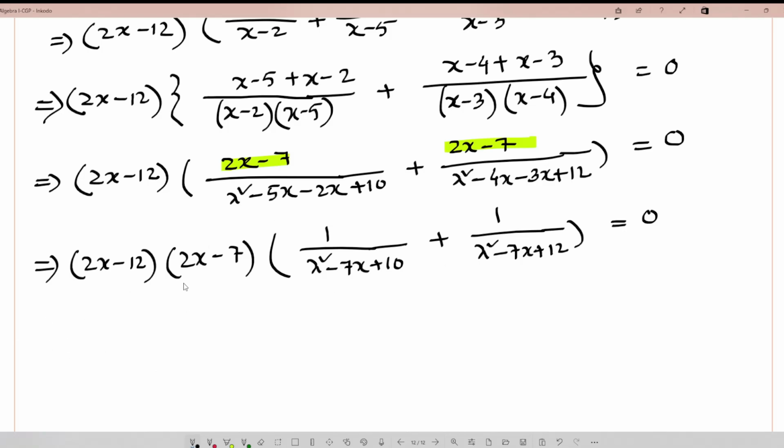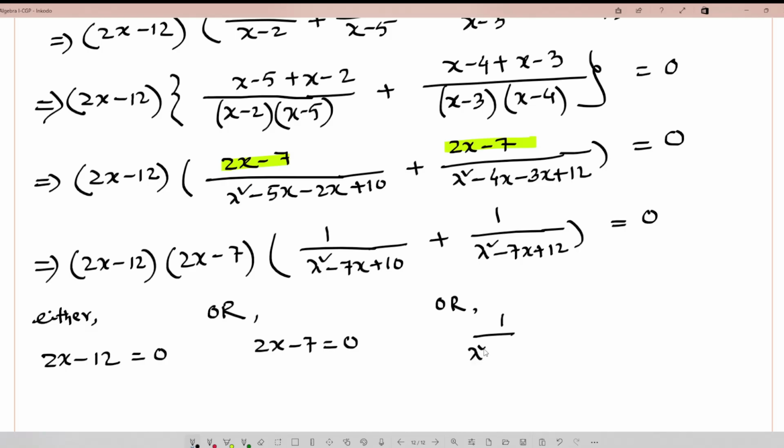So in this scenario we can write either 2x minus 12 equals to 0, or 2x minus 7 equals to 0, or 1 divided by x square minus 7x plus 10 plus 1 divided by x square minus 7x plus 12 equals to 0, right?